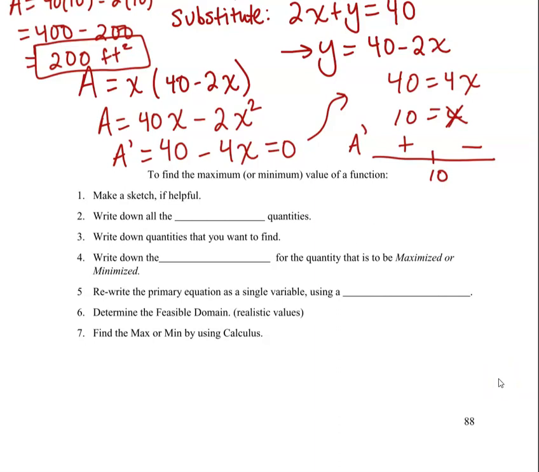Write down all of the known quantities if they gave anything to us, like the 40 feet. Write down the quantities that you want to find, and then write down the equation for the quantity that is to be maximized or minimized. Actually, I think our book calls that the primary equation. So let me write that down. Write down the primary equation, and that's what you want to maximize or minimize.